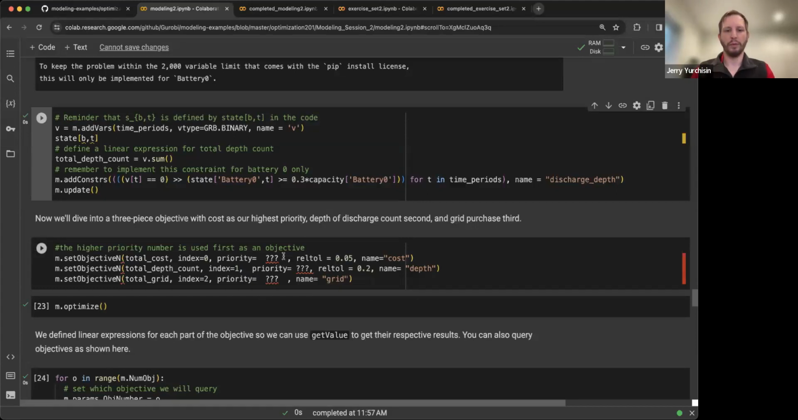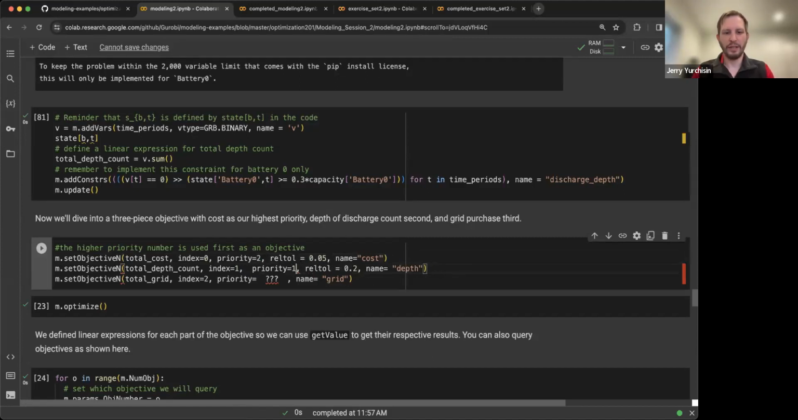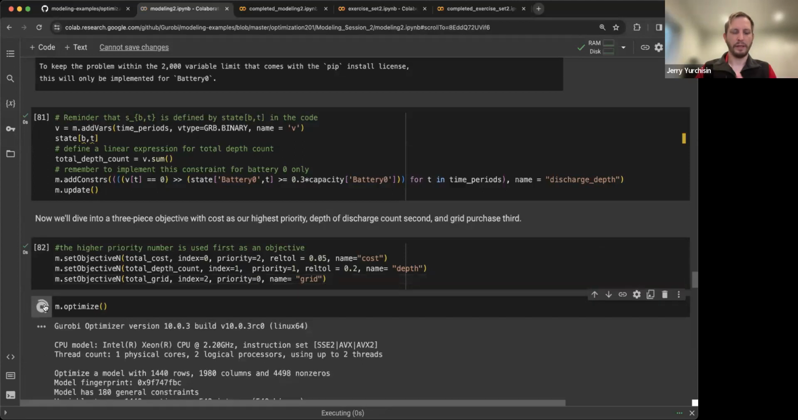This one is a little bit more straightforward. So I'm going to do the dangerous thing of not copying and pasting and actually typing while live coding. Since we said cost is our highest priority, we can set that at 2. Our depth count is our second priority, so set that to 1, and our lowest priority is the grid purchase. Let's set that to 0 and optimize.